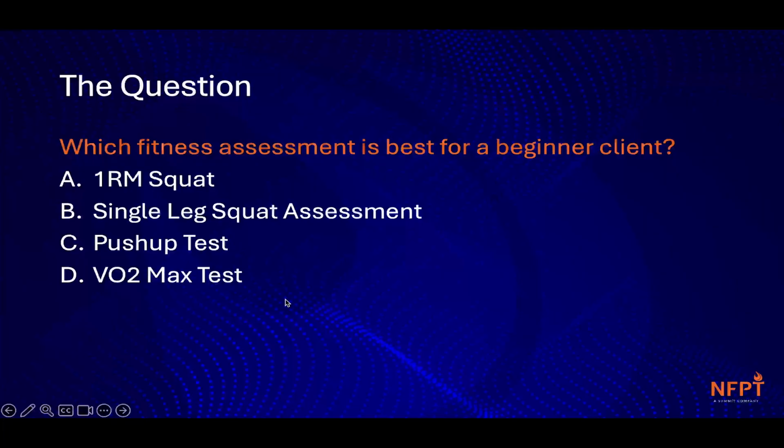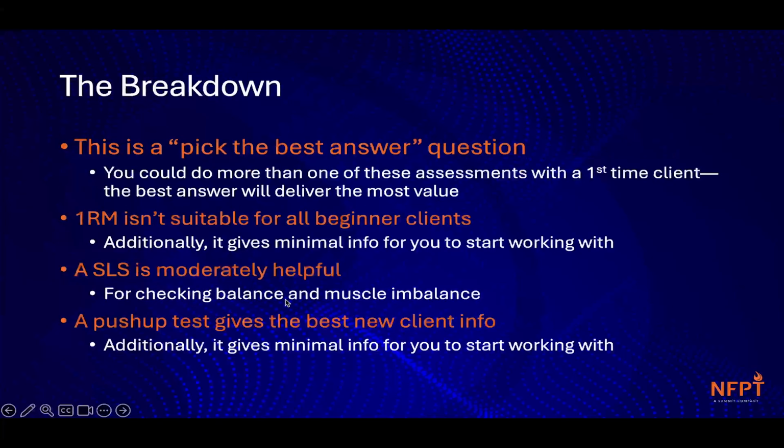And to start, given that VO2 max tests aren't conducive to most fitness facilities, it's going to be highly unlikely that you'll be conducting this test. So, we're just going to assume that VO2 max, D, is not the correct answer. That leaves us with 3 other options to choose from. Now, realistically, you could do most of these fitness assessments, and therefore, we're left with that deductive reasoning in a choose the best answer question.